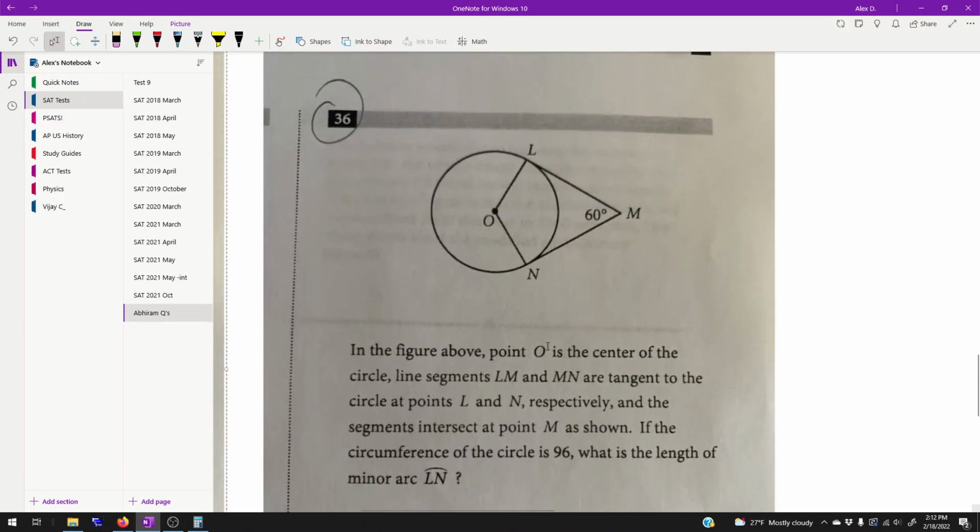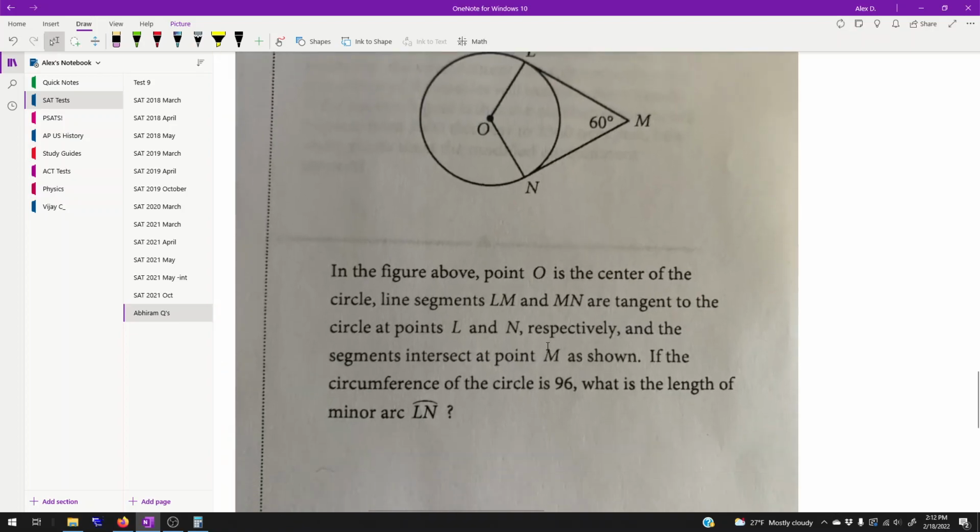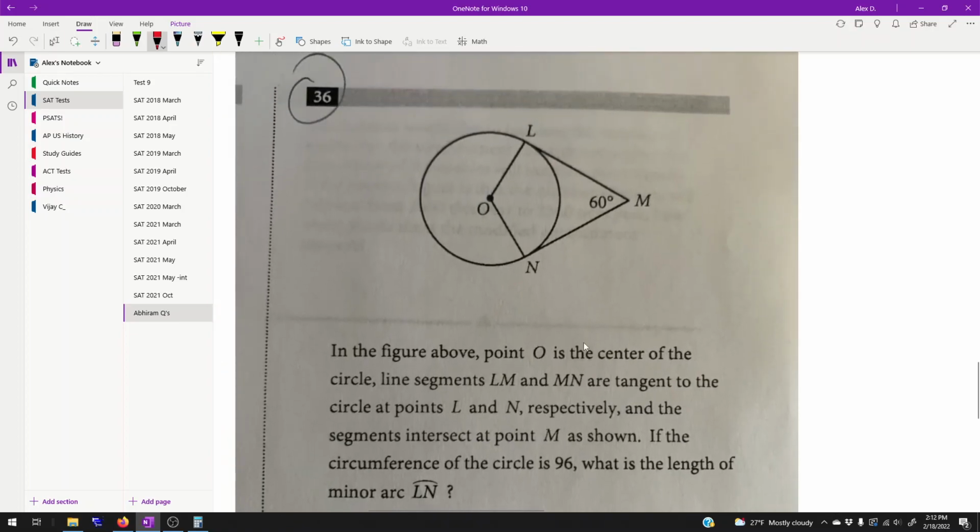And then the last one we got is a geometry question. That looks like a geometry question. It might not be a geometry question. Let's see. The circumference of the circle is 96, so that's the whole way around. Remember that 2 pi r is 96. What is the length of arc LN?